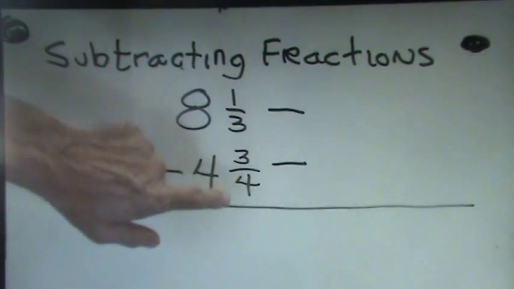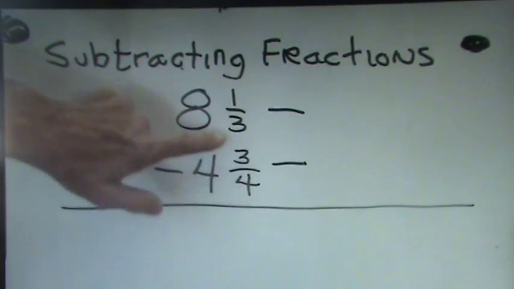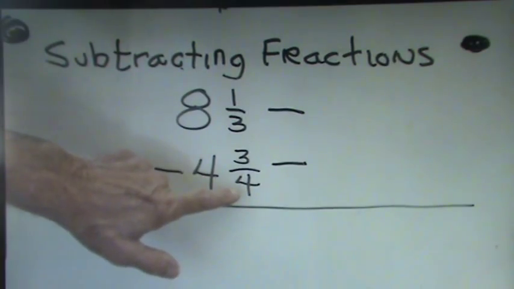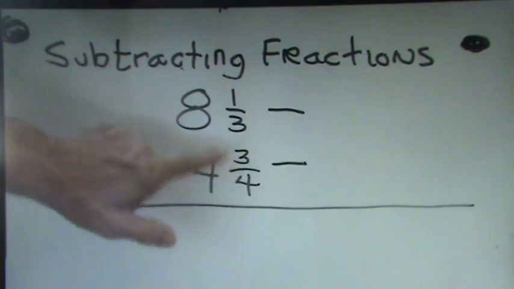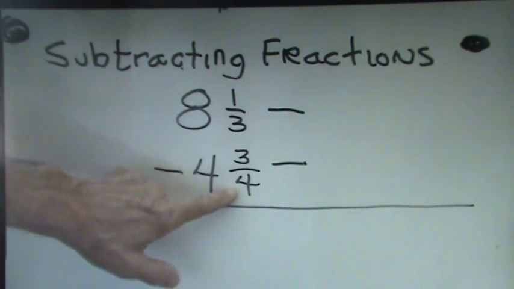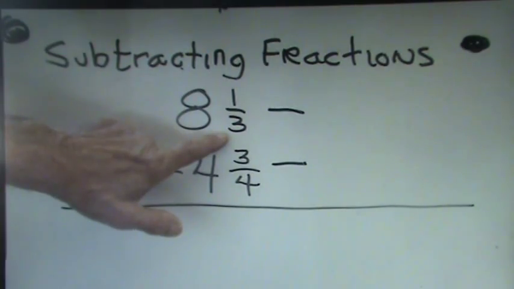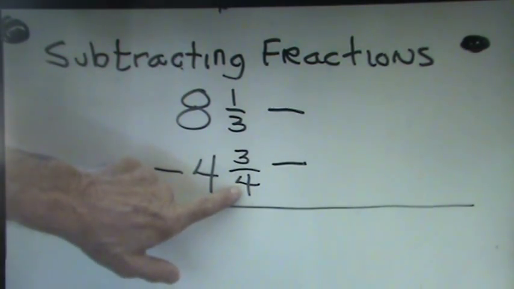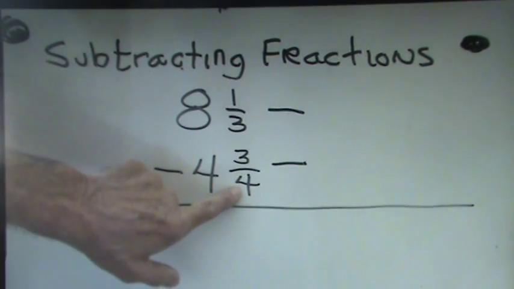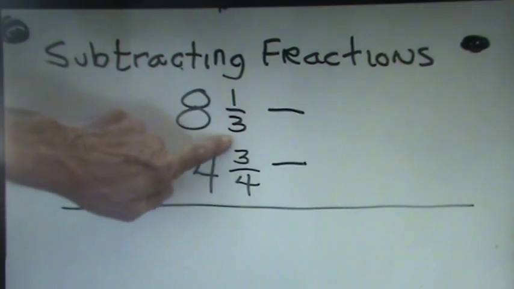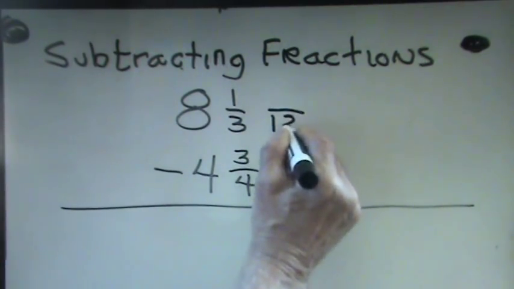Well, I need a number that 4 goes into evenly and 3 has to go into the same number. So we'll start with 4. 4 we know goes into 4 evenly, 3 does not. Well, then what's the next biggest number that 4 goes into evenly? It'll be 8. We know 4 goes into 8 2 times, but 3 does not go into 8 evenly. So then what's the next number after 8 that 4 goes into evenly? That's 12. And we know 3 goes into 12. So we can raise these to 12ths.